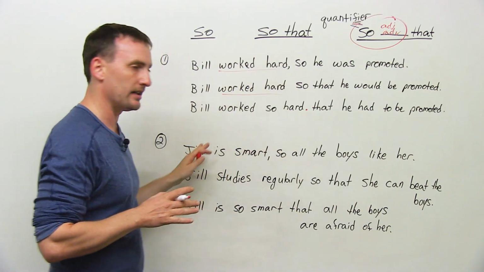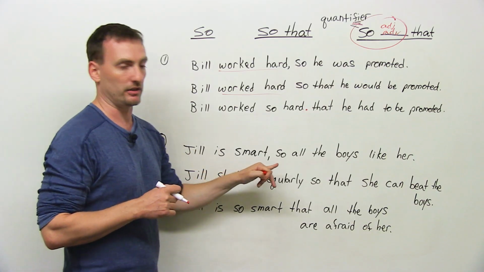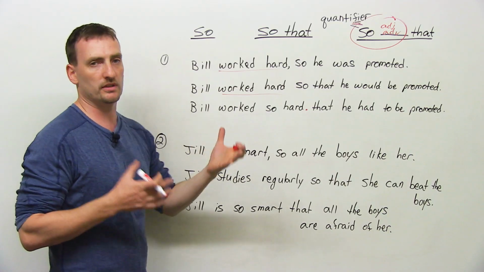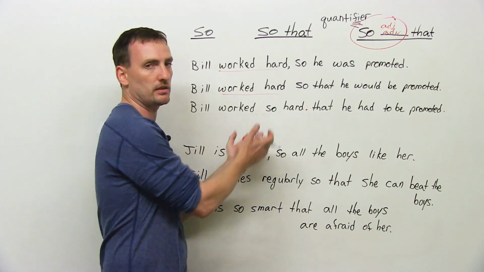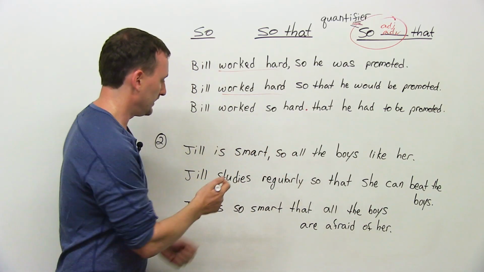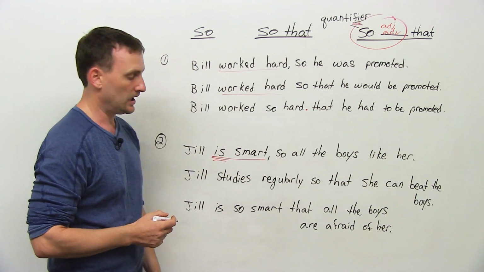But wait, let's look at another example. I want to show you something else. Jill is smart, so all the boys like her. Okay? Boys like smart girls. Jill is smart. The result of her being smart, they like her. Because she's smart, they like her. This is her situation. Notice I have a be verb here.